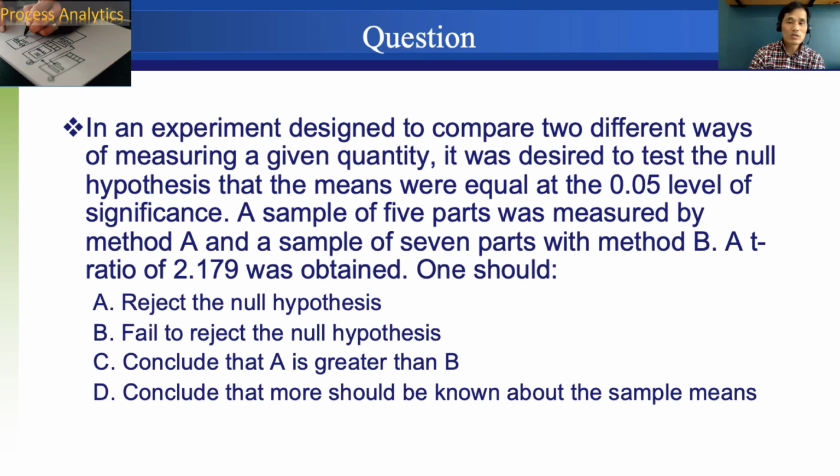2.228. And you see that the t ratio calculated from the sample was 2.179, and we see 2.179 is less than the rejection region, t equals 2.228. Therefore, we fail to reject the null hypothesis. So the answer is fail to reject the null hypothesis.